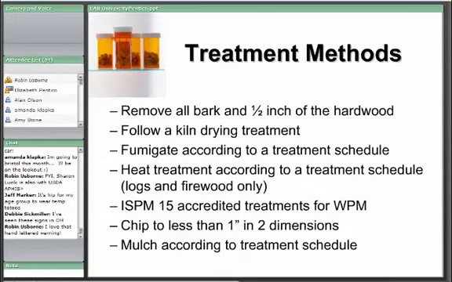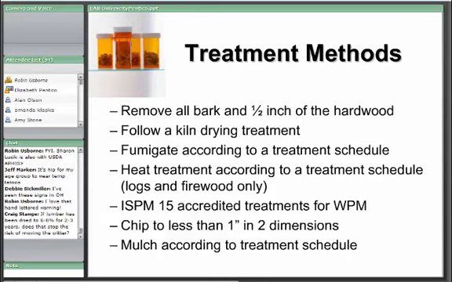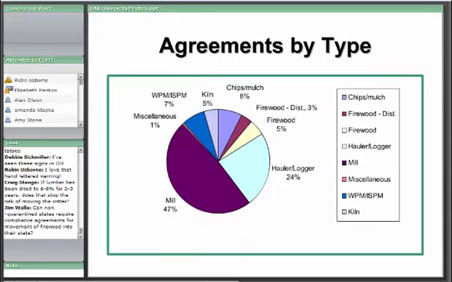So just as a quick recap, our treatment methods that we allow are removal of all bark and a ½ inch of the underlying hardwood, a kiln drying treatment, there's a fumigation treatment, a heat treatment which is core temperature for logs and firewood only. There's the international treatment that allows wood packing material to move, which is also a heat treatment, chipping to less than 1 inch in 2 dimensions, and then there's mulching according to a composting schedule.